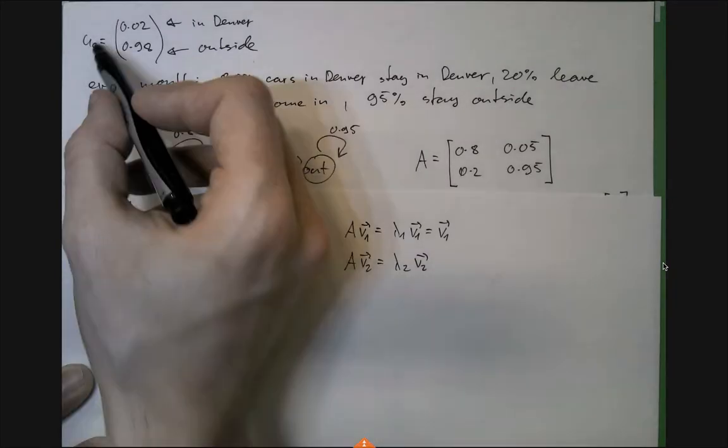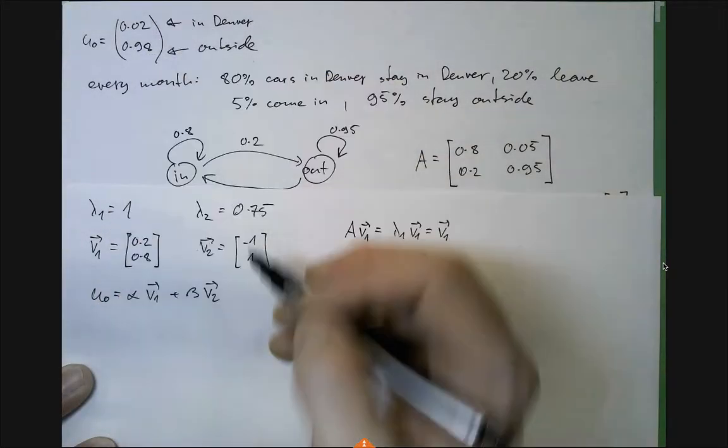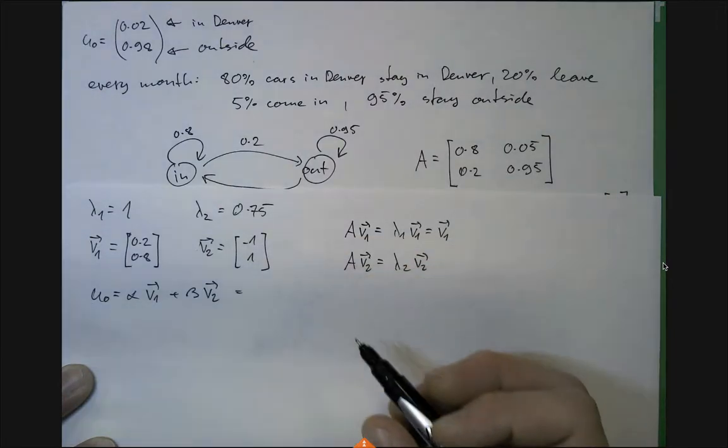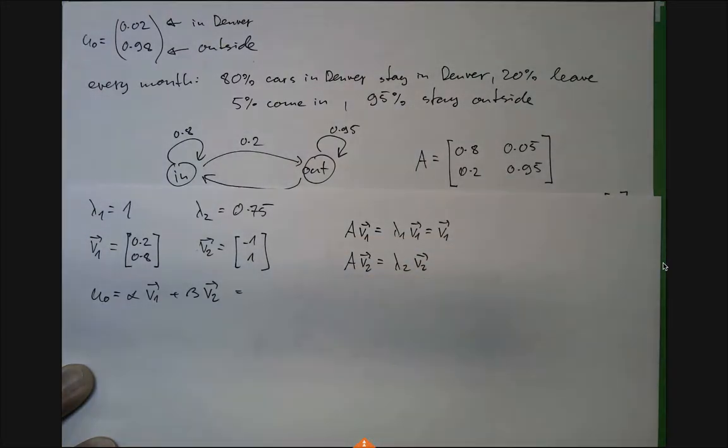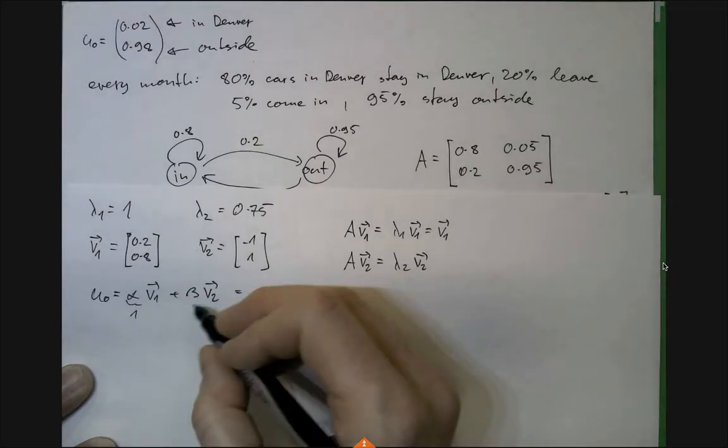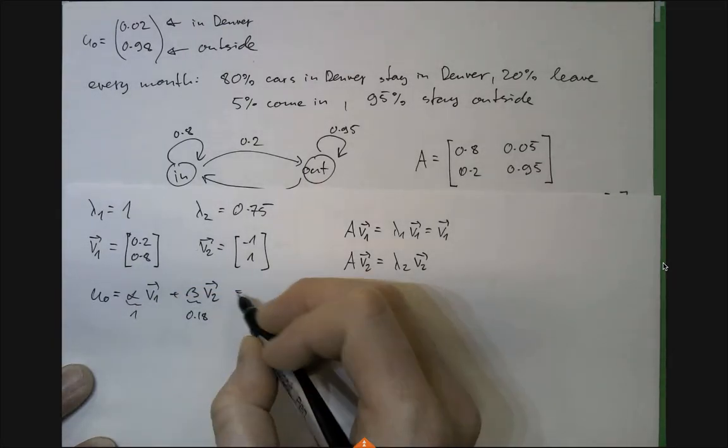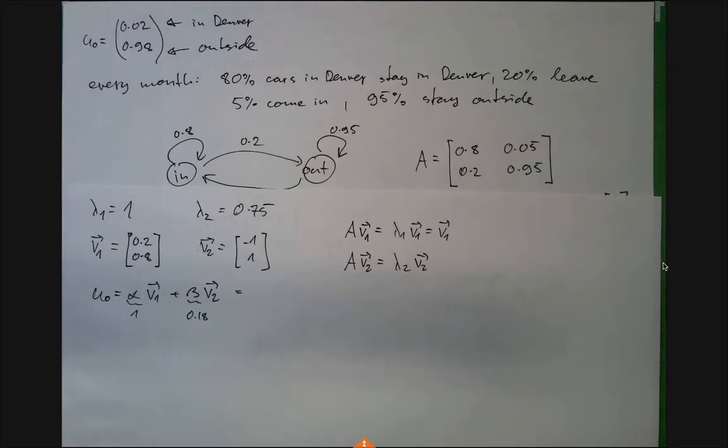And for this particular U0, the 0.02 and 0.98, it turns out the alpha is actually 1 and the beta is 0.18. If you want to do the calculations, you can. The numbers are not so easy to do off the top of your head, but with a calculator it would be easy to verify, I think. Or else you can trust me, this is the case.